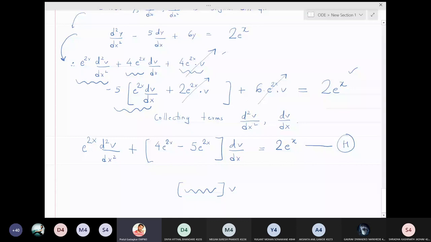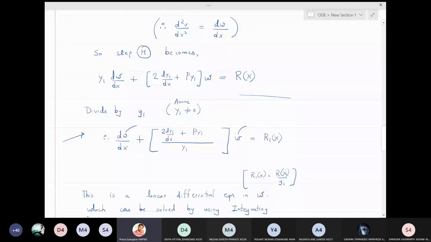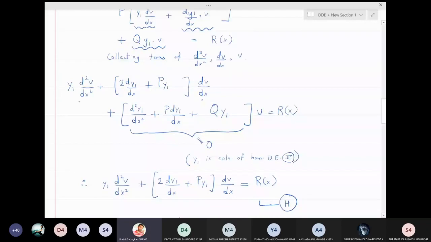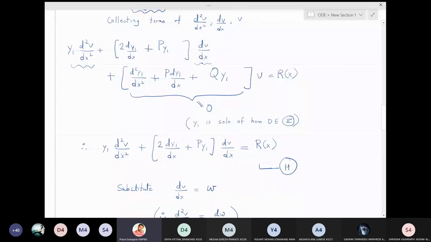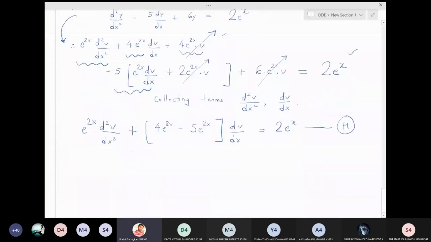See here in the method also, automatically d2v by dx square was left, dv by dx, and the terms which were involving v became 0. That is why when you reach this step that there is no v but only dv by dx and d2v by dx square are there, it means you are on the right track. So on the half of the way, I'm going right. So let me simplify it a little bit. So it is e raised to 2x d2v by dx square minus, this will become e raised to 2x dv by dx equal to 2 e raised to x.